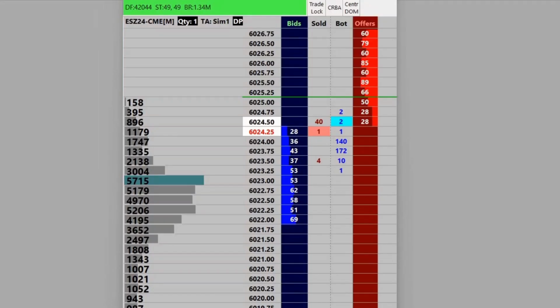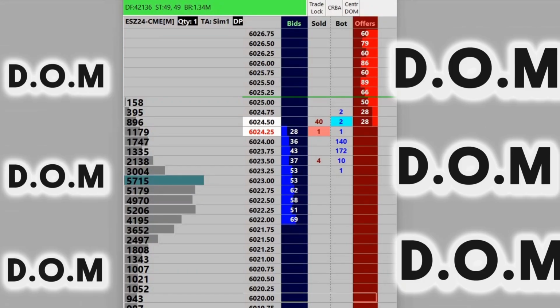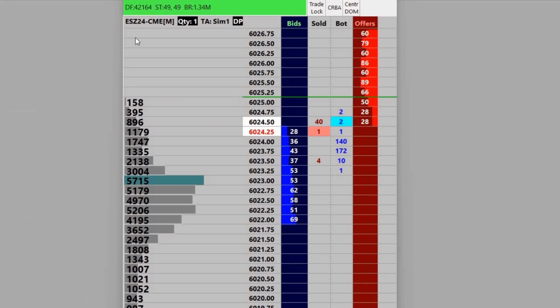Now, let's pull up DOM. This interface is called DOM. The asset I'm showing now is S&P 500. Here, we can see the supply and demand columns. These are aggressive market orders, and here you can see the pending or limit orders for each side.